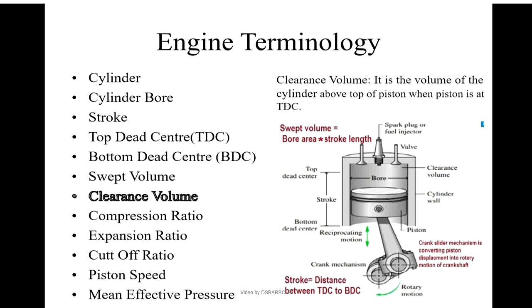Now, another term related to the volume is called the clearance volume. When the piston reaches the top position, there is some volume in between the cylinder head and the upper part of the piston. That volume is called the clearance volume. So, we can define it as the volume of the cylinder above the top of the piston when the piston is at the TDC. TDC means top dead center.